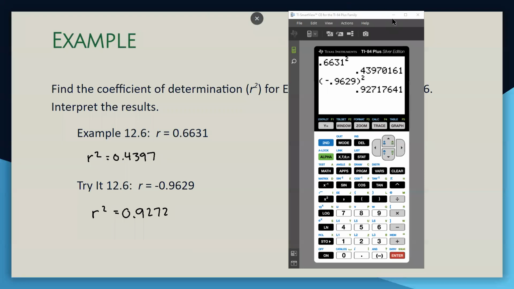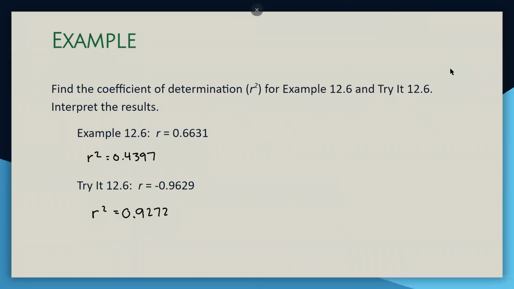So this is telling us that in the first instance, where we have a smaller R value, meaning that relationship between X and Y is not as strong, this R squared value tells me that only about 44% of the changes in Y are due to changes in X. So that means there's about 56% of changes in Y that are due to changes in something else.